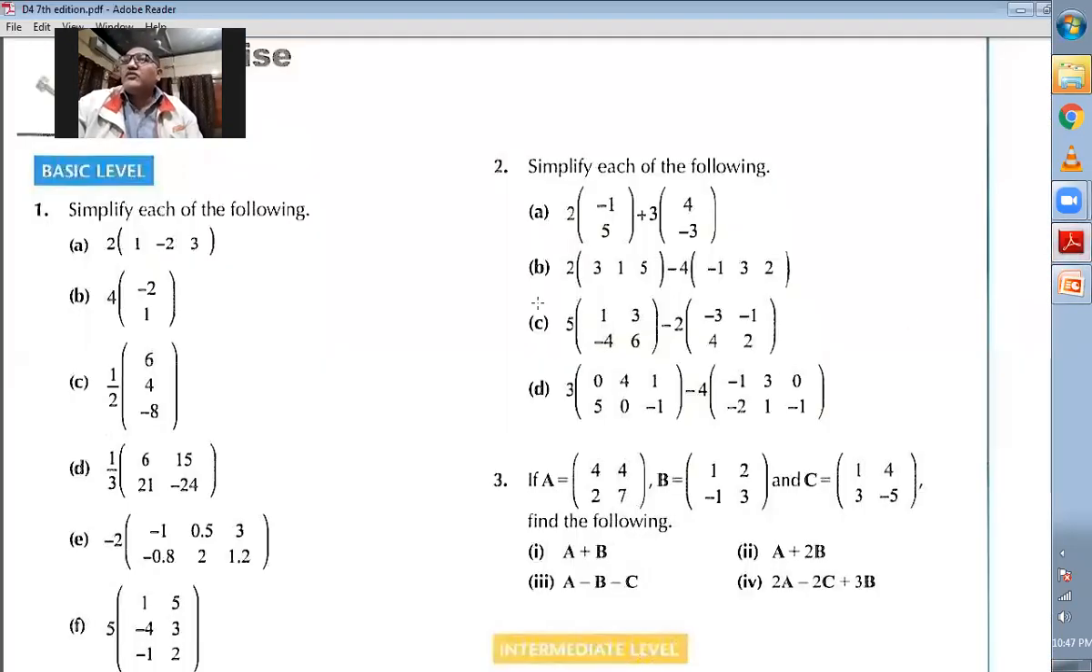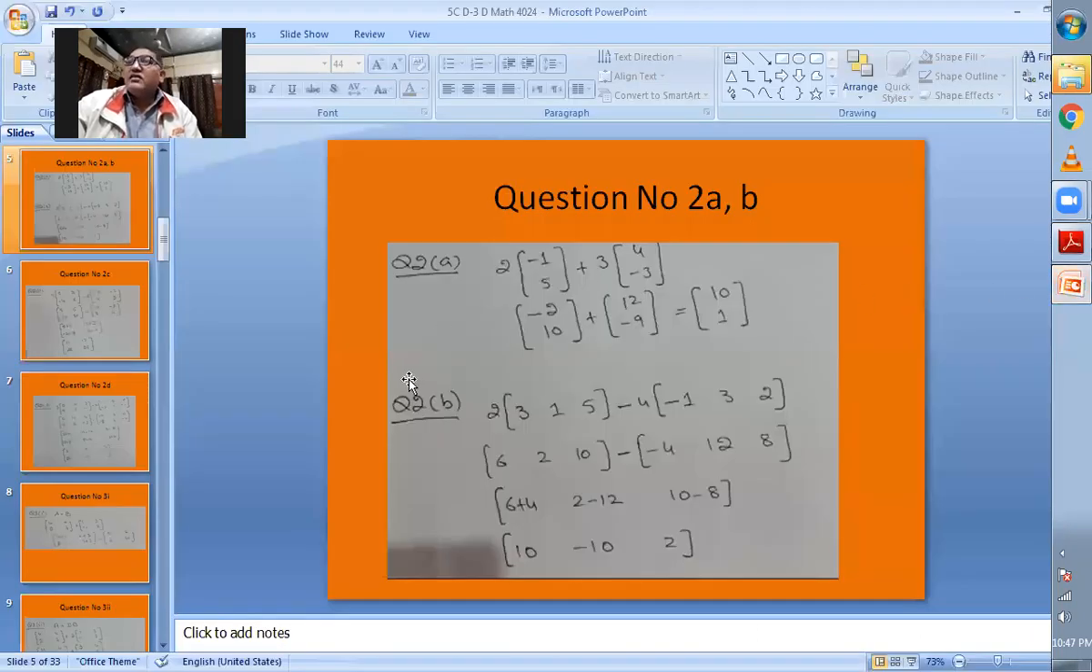Okay, so let's go to the next question. The B part is 2 multiplied with this matrix minus 4 multiplied with this matrix. So let's see how we can solve this. Okay, so this 2 is multiplying with this matrix. This matrix has a single row and there are 3 columns. This minus 4 is multiplying with this matrix. And here you have a single row and 3 columns.